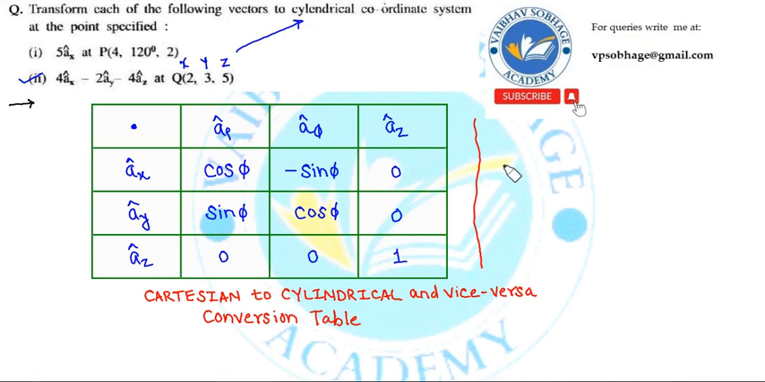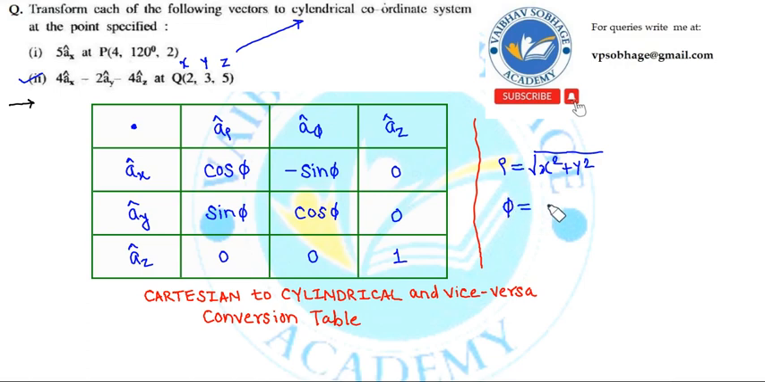So what value do we have for that? We can get the value of rho by using x and y. So we have rho is equal to the square root of x square plus y square.